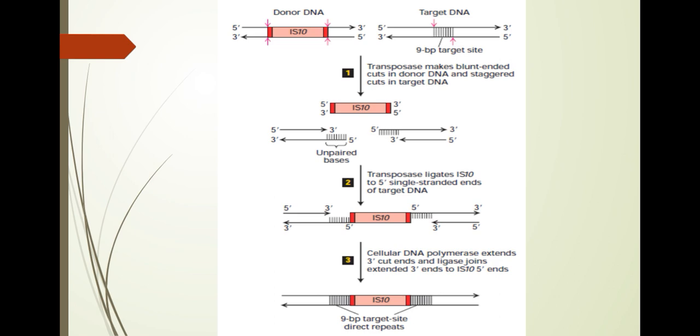Donor DNA, target DNA: transposase makes blunt-ended cuts in donor DNA and staggered cuts in target DNA. Then, with unpaired bases, transposase ligates the IS element to the single-stranded ends of target DNA. Cellular DNA polymerase extends the 3' cut ends, and ligase joins the extended 3' ends to the IS10 5' ends, producing 9 base pair target site direct repeats.